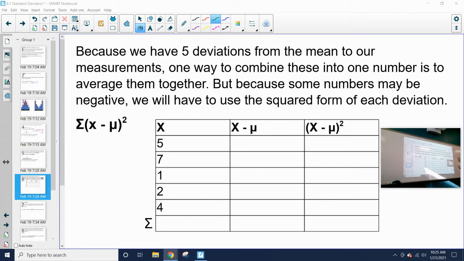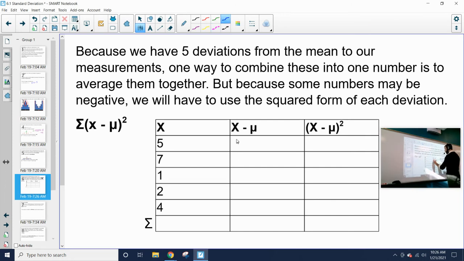But because some of the numbers may be negative when we take the difference between them, like if we do 1 minus 3.8, we're going to get a negative number. So because some of the numbers might come out negative, we're going to have to square some of these numbers. So what we're going to do is take each of those data points, subtract our mean from that data point, and then square that value. The reason we're squaring it is so we don't have any negative numbers left over.